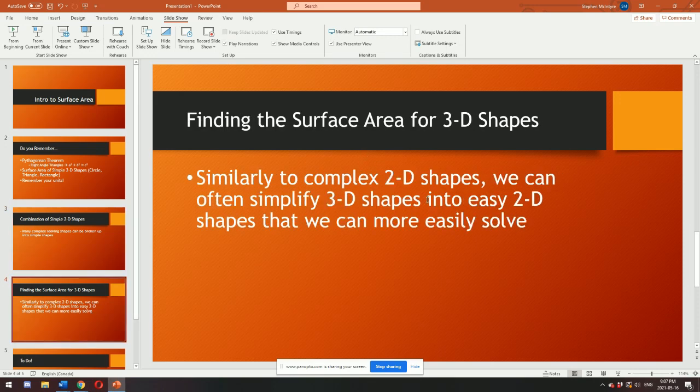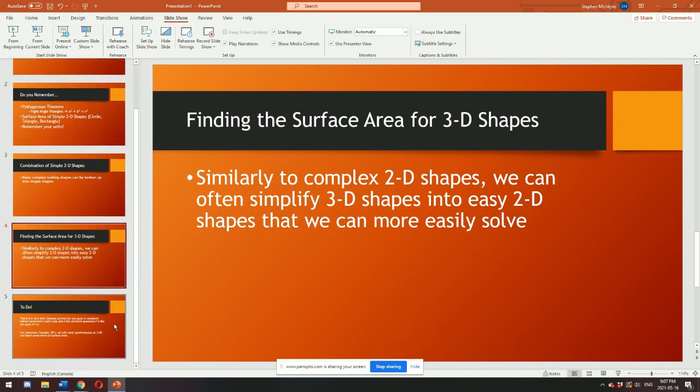so there's another portion of this lesson: finding the surface area for 3-dimensional shapes. So similarly to complex 2D shapes, kind of like the one we just looked at, we can often simplify 3D shapes into easier 2D shapes that we can solve easily. So I posted, or Miss Words posted, an activity for you guys in Desmos to do. It's really short. You can just go through it, and it shows how to find the surface area of a rectangular prism, and you can play around with it. I think it's really cool.